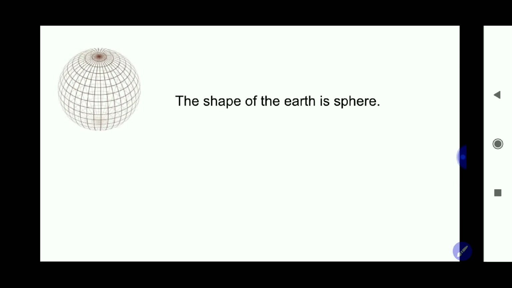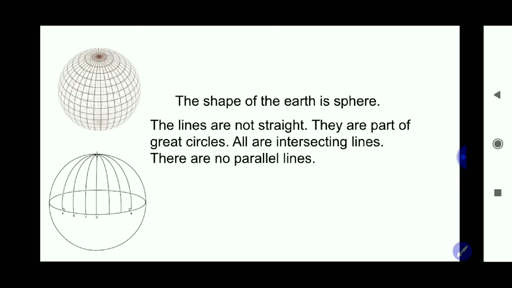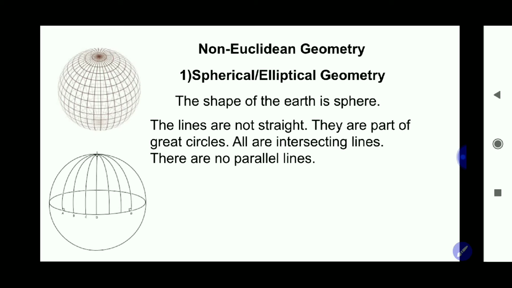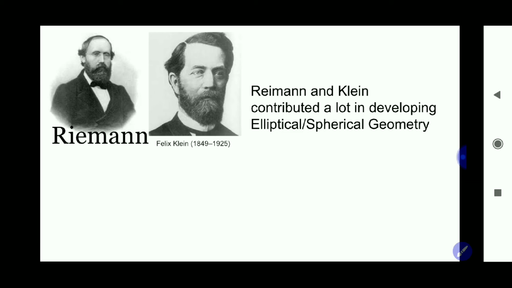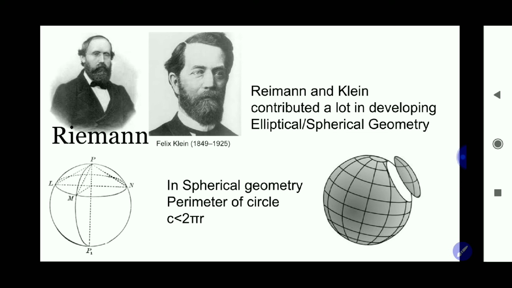What is the shape of the earth? It is not flat. It is not plane. The shape of the earth is a sphere. Observe the lines. The lines are not straight. They are part of a great circle. All are intersecting lines. That means there are no parallel lines. This geometry is called spherical geometry or elliptical geometry. It is a kind of non-Euclidean geometry. In it, the sum of angles in a triangle is greater than 180 degrees. Riemann and Klein contributed a lot in developing elliptical or spherical geometry. In spherical geometry, the perimeter of a circle is less than 2 pi r.